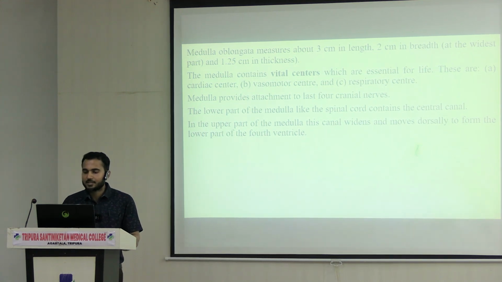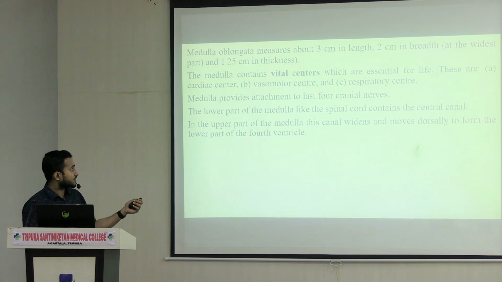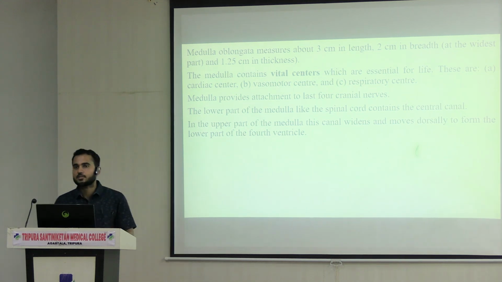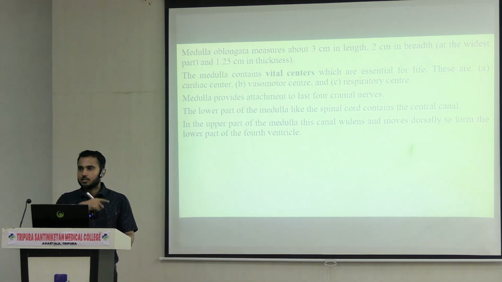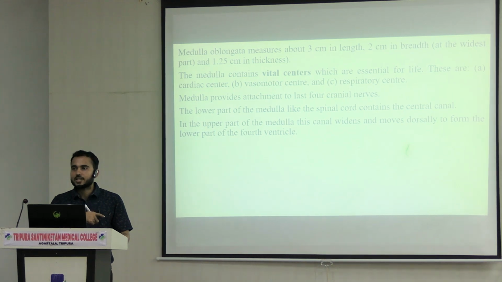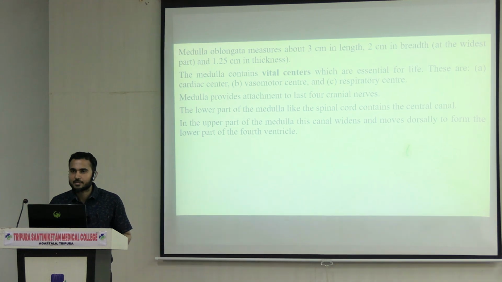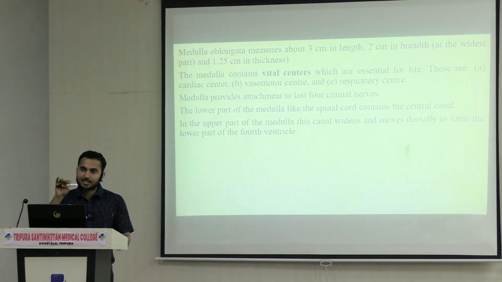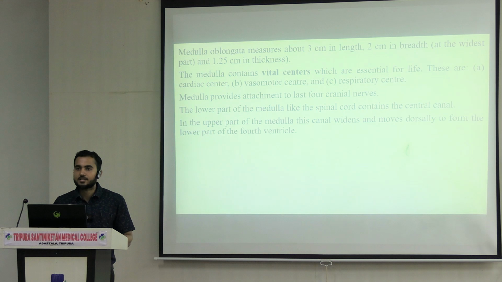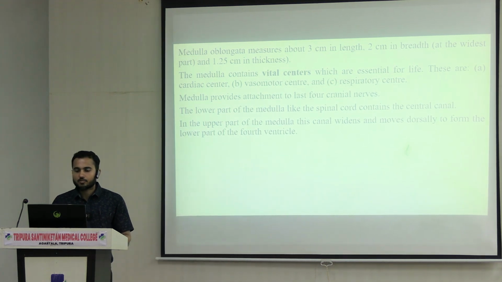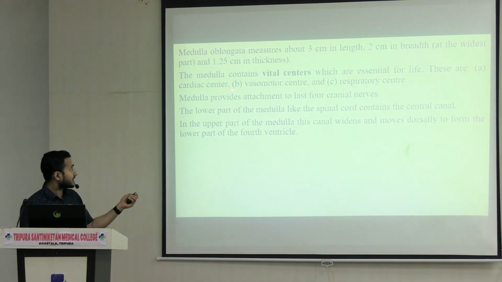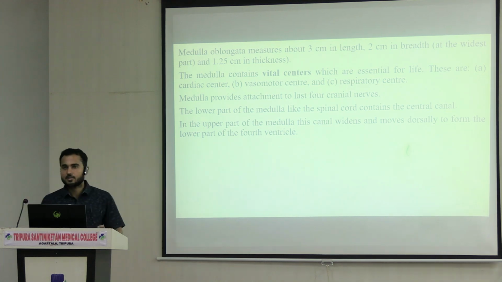Now, vital centers are there, 3 vital centers: cardiac center, vasomotor center, and respiratory center. In the common functions, I have mentioned that in case of brainstem, 3 important vital centers are present. All these 3 vital centers are present in medulla itself. So, what are the vital centers? Cardiac center, vasomotor center, and respiratory center.